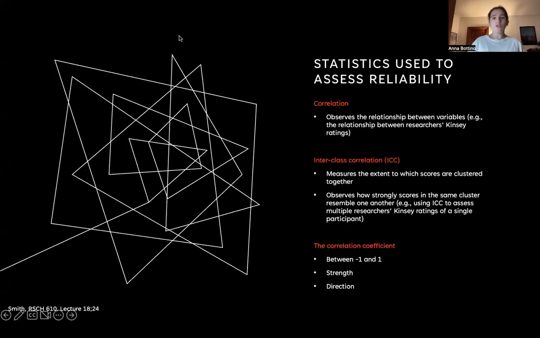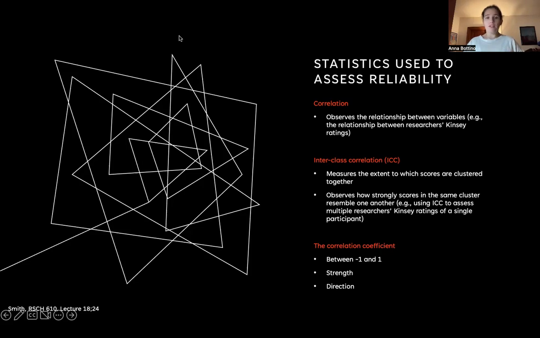Some statistics used to assess reliability involve correlation, which looks at the relationship between variables, for example, the relationship between researchers' Kinsey ratings. Interclass correlation is also something more commonly used with reliability, and that measures the extent to which scores are clustered together and observes how strongly scores in the same cluster resemble one another. For example, you could use ICC to assess multiple researchers' Kinsey ratings of a single participant and look at the extent to which those multiple ratings are clustered together.